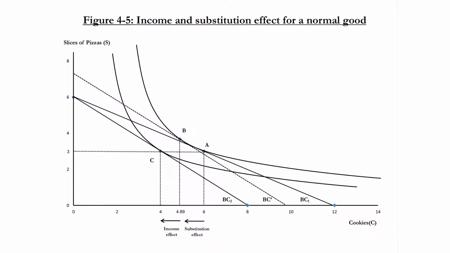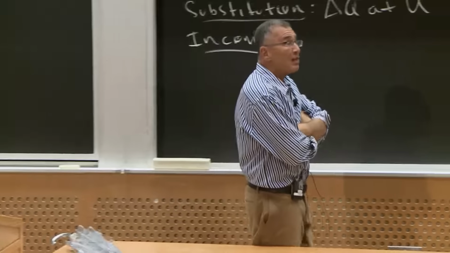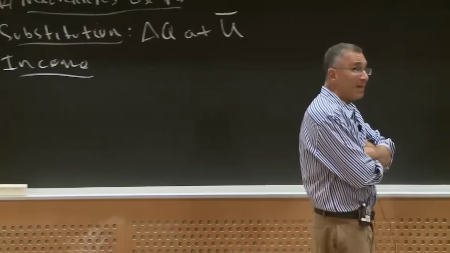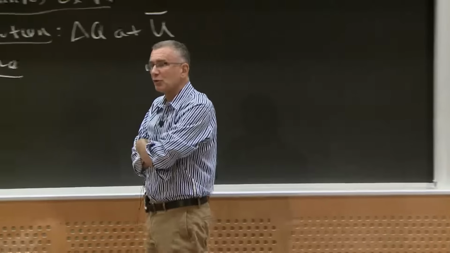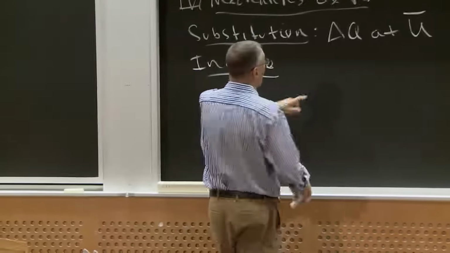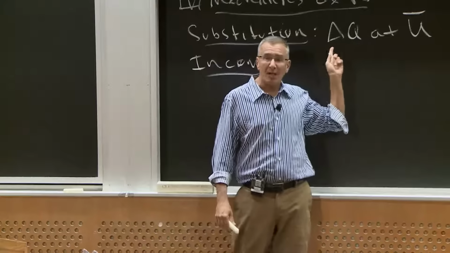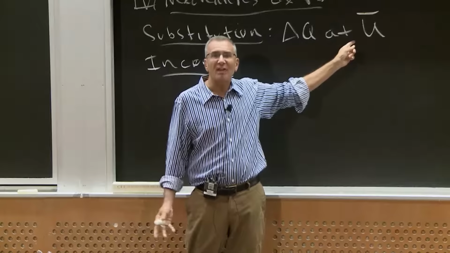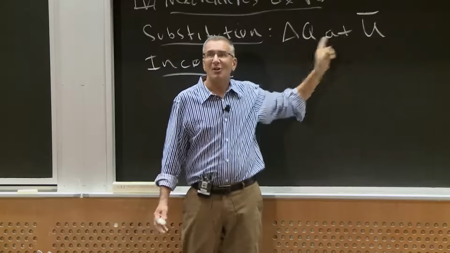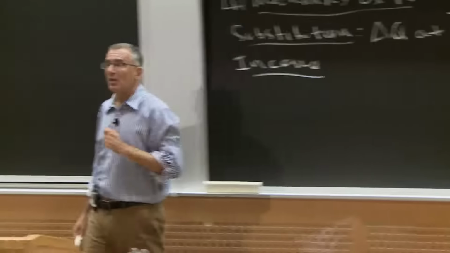So once again, how do we measure the substitution effect? We measure it by drawing an imaginary budget constraint that is parallel to the new budget constraint. It's the new price ratio, minus 3/4 instead of minus 1/2, but tangent to the old indifference curve. And think about what that's doing. We're showing you the change in quantity you get at a constant utility. How do we keep the utility constant? We stay on the same indifference curve. So by staying on the same indifference curve, we're holding utility constant.